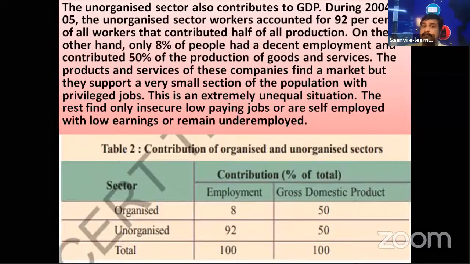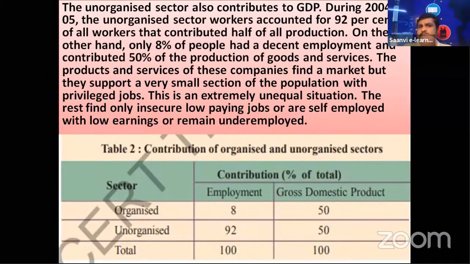The products and services of these companies find a market, but they support a very small section of the population with a privileged job, and this is an extremely unequal situation. Even for these 8% organized sector, see here what problem they're facing. The rest find only insecure, low paying jobs, or are self-employed with low earnings, or remain underemployed. So there you have to find, because this organized sector, this production and distribution, is very important. The market value of all finished products and services comes under GDP.